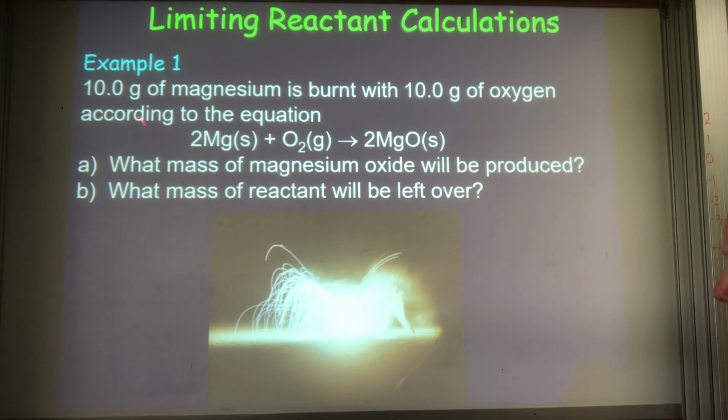Well, when you think about it, if you're mixing two random amounts of reactants, one of them is going to run out first, and at that point, the reaction is going to stop. So it's the amount of the reactant that runs out first which will determine how much product you get. So our first task with limiting reactant questions is to work out which one of the reactants will run out first. Which one is the limiting reactant?